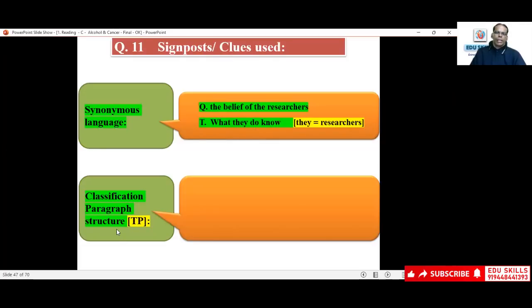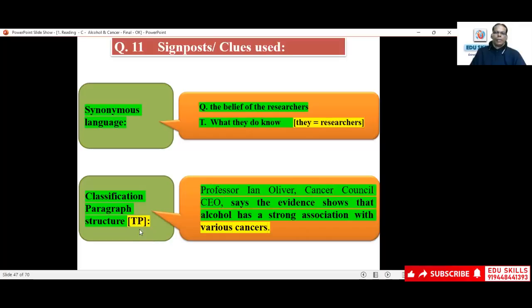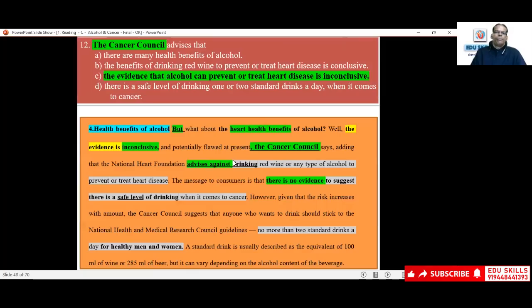Classification, paragraph structure, that is topic sentence. This is TS, okay, topic sentence. Professor Ian Oliver, Cancer Council USA says the evidence shows that alcohol has a strong association with various cancers. The very topic sentence, first sentence tells you it's going to speak about alcohol causing various cancers. Okay, the Cancer Council advises. So question 12 is, the Cancer Council advises that.